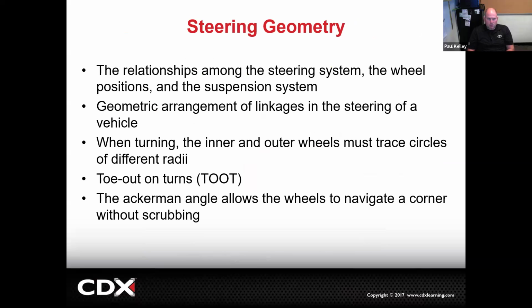Basically the relations between the steering system, the steering wheel, the suspension, where the wheels are, it could be a little bit complex. So we call it a geometric arrangement. When we're turning, the inner and outer wheels must trace circles of different radii. That means radius, but more than one of them.